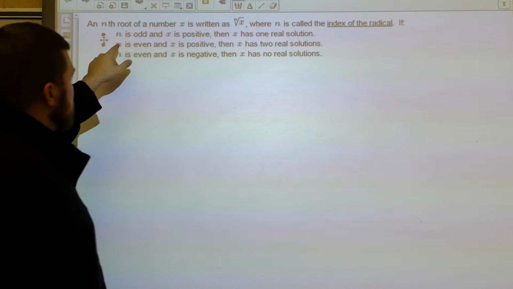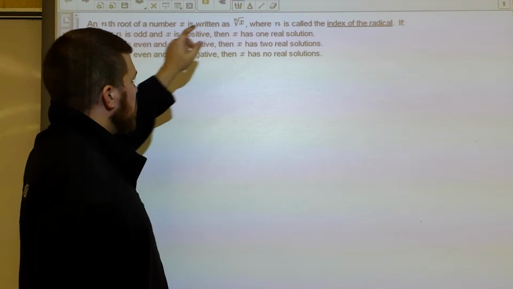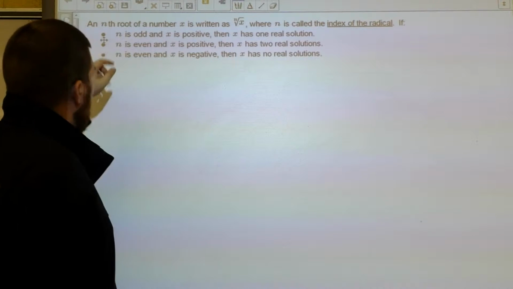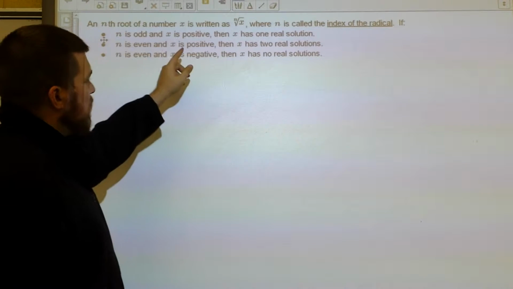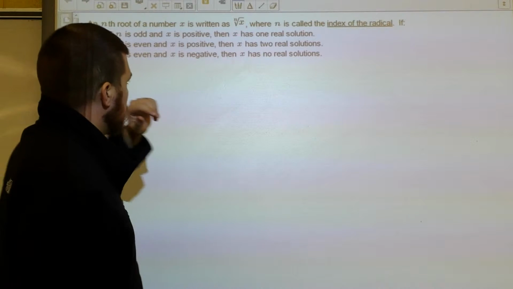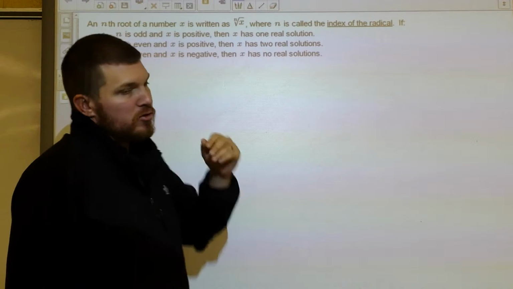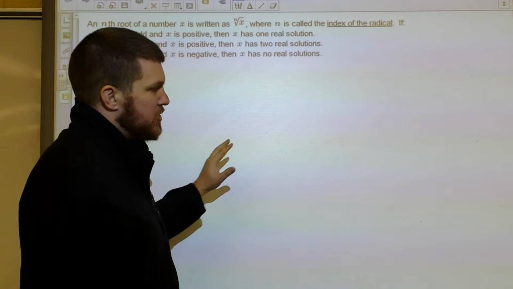There's a couple different things here. When the index is odd and your number underneath the root is positive, then you have one solution. When n is even and x is positive, then you have two possible solutions. And when n, your index, is even and x is negative, then you have no real solution. You would see that if you did it graphically.